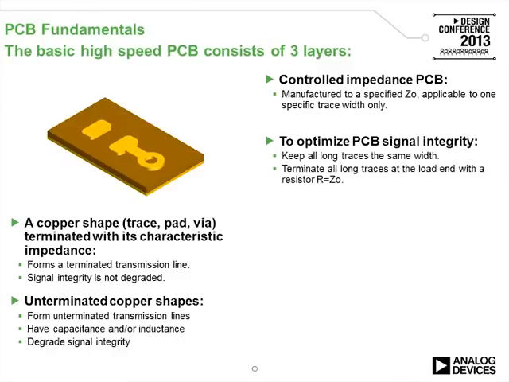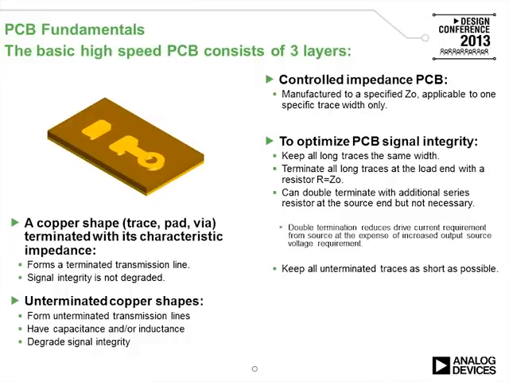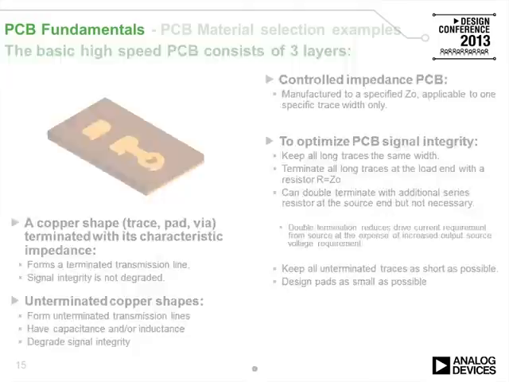terminate all long traces at the load end with a resistor equal to the characteristic impedance. We could possibly double terminate with additional series resistors at the source, but that is not necessary. Double termination would increase the voltage requirement from the output of the last driver. We should keep all unterminated traces as short as possible to reduce capacitance and inductance. We should design pads as small as possible so their capacitance and inductance is minimized.